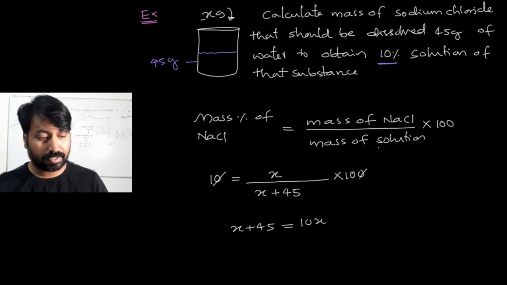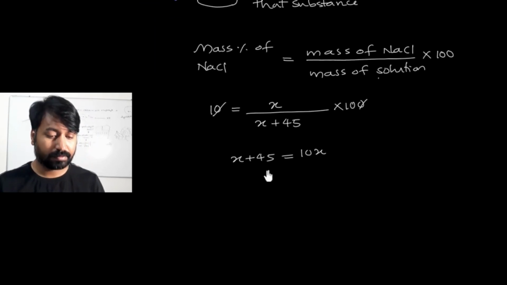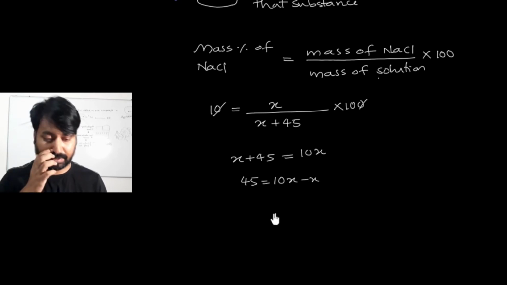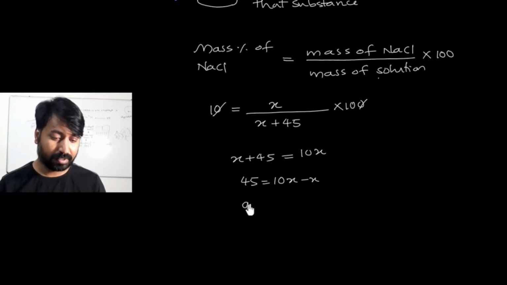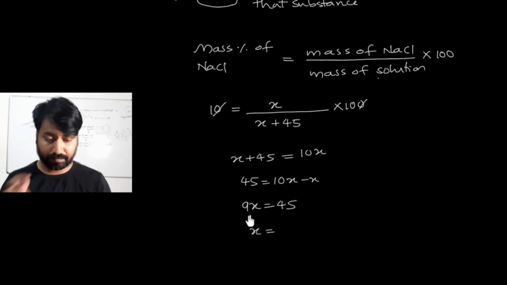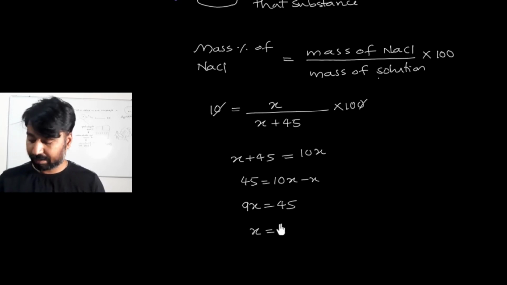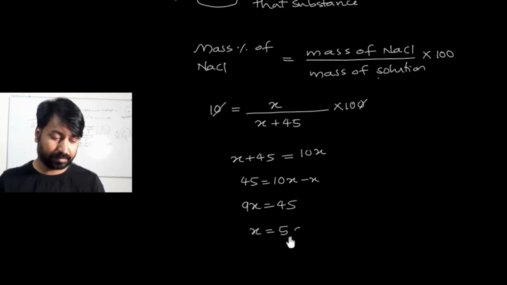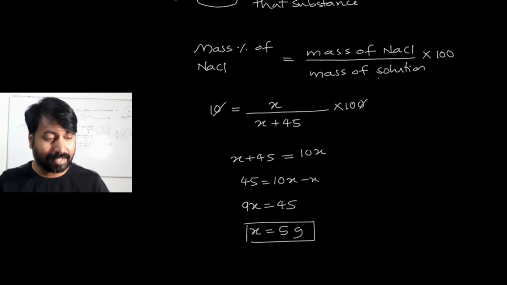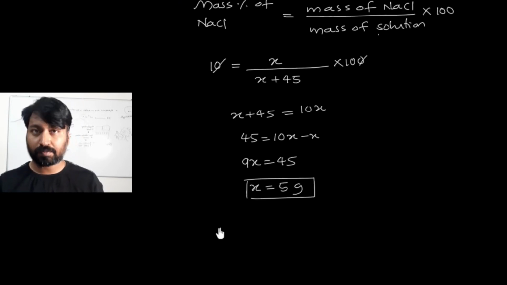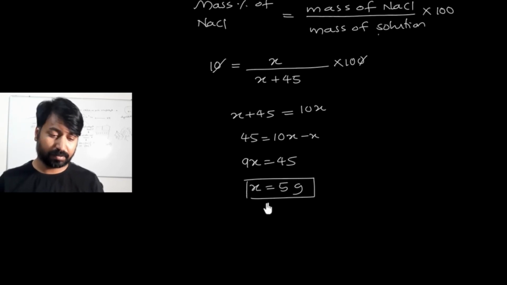Now again, let me take you over here. I will take x to the other side. The 45 equals 10x minus x, which obviously gives 9x. So 9x equals 45, and x equals 45 divided by 9. We get 5 grams. It means that to get a 10% sodium chloride solution, when the water is 45 grams, 5 grams of sodium chloride should be added.